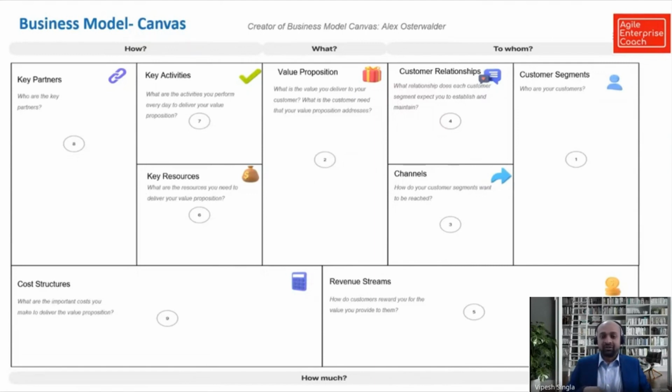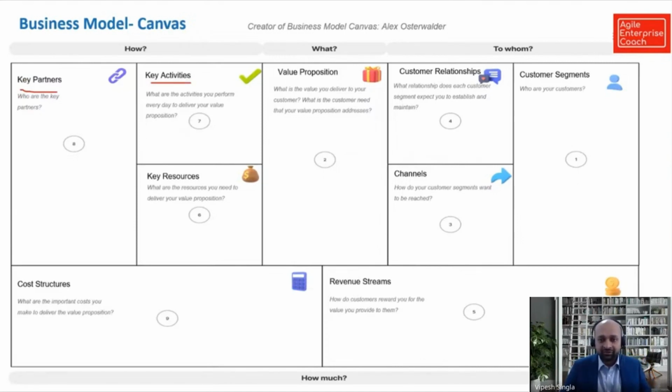What this business model canvas does is it summarizes all the key elements for the success of a business on a single page. The creator of this business model canvas is Alex Osterwalder, and it has nine sections, for example, key partners, key activities. Each of these is a section, and let's go through these sections one by one.